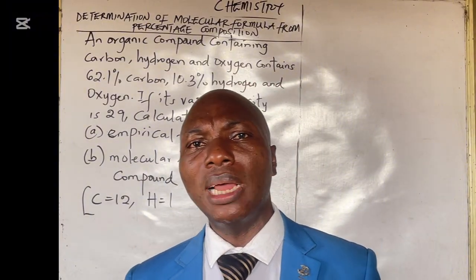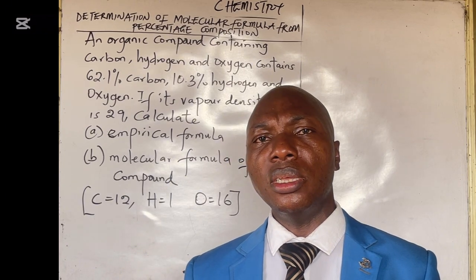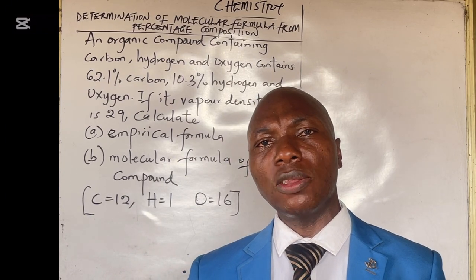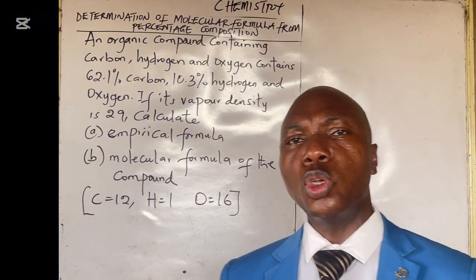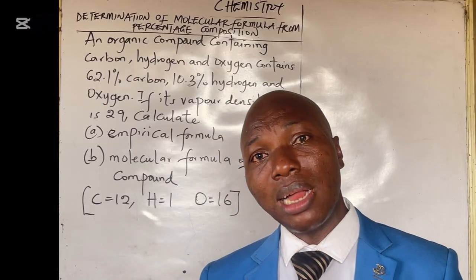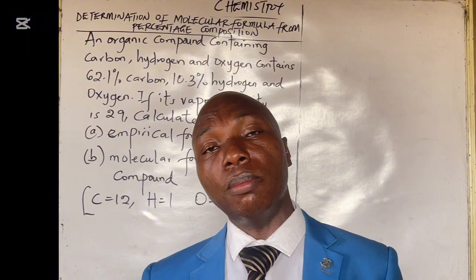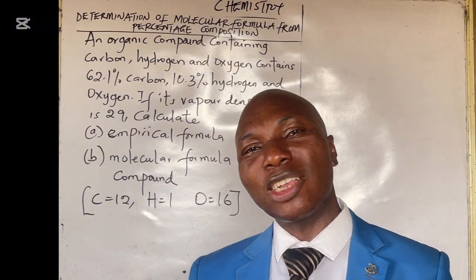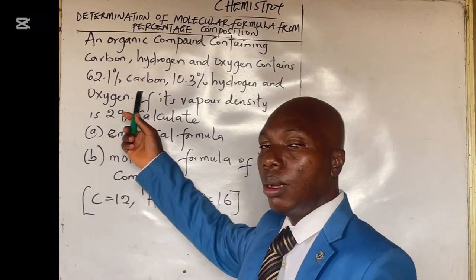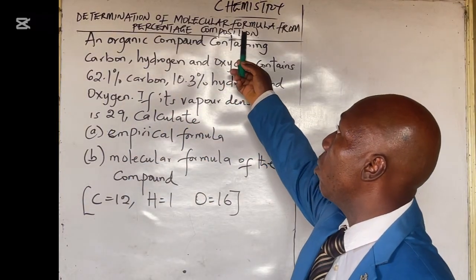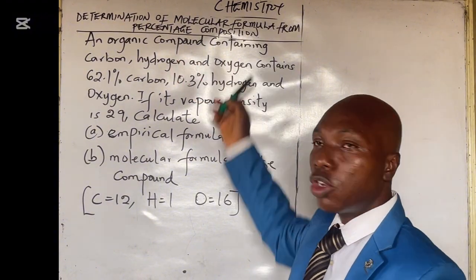What is empirical formula? Empirical formula is the simplest formula which shows the ratios of the numbers of atoms present in the molecule of an element, while molecular formula shows the actual number of atoms present in the molecule of a compound. So today we want to examine the determination of molecular formula from the percentage composition.